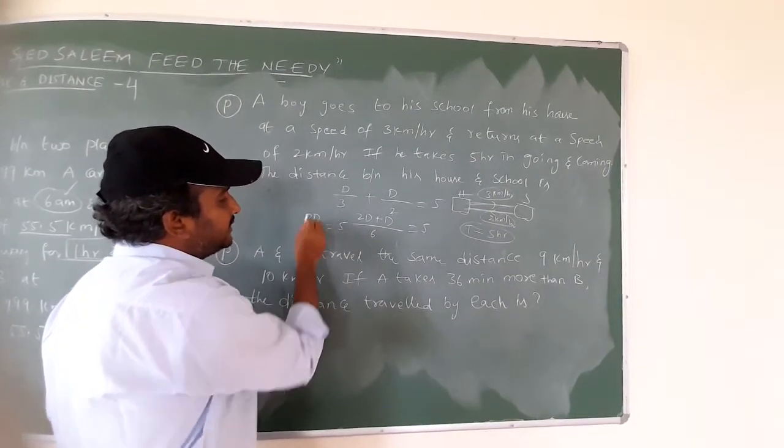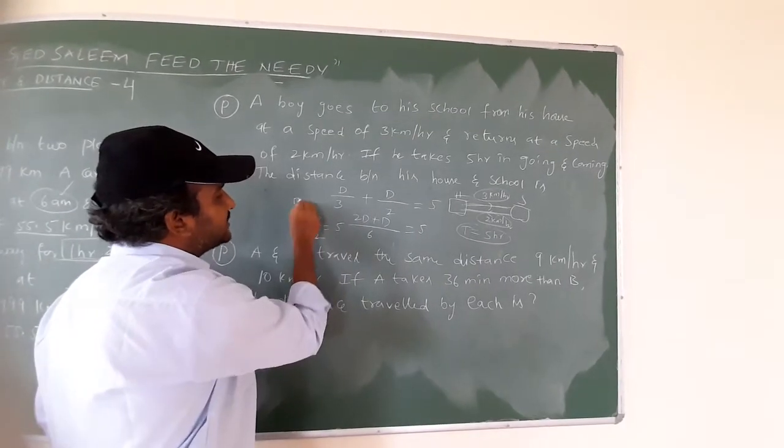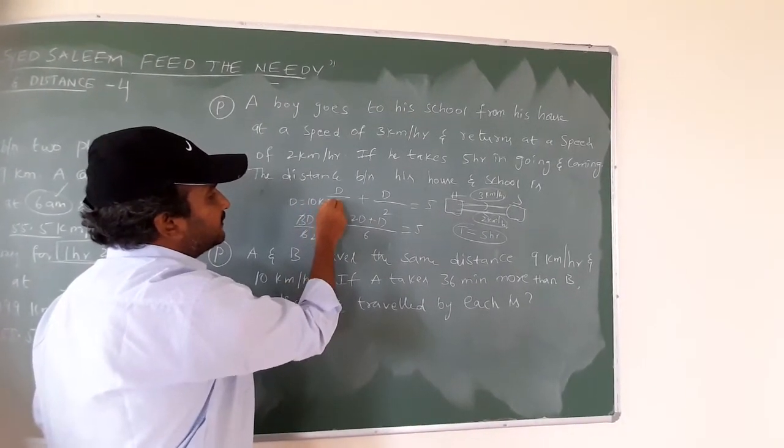Then 3 ones are 3, 3 twos are 6. That means what is the distance? 10 km. Is it clear?